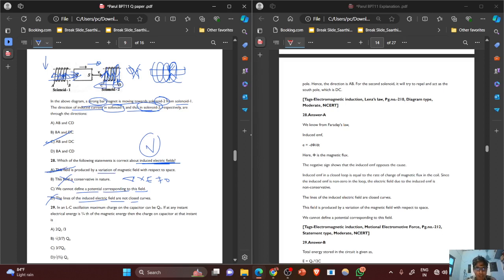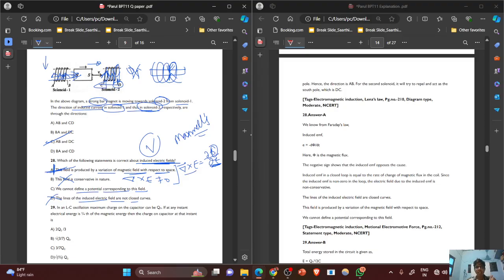The fields are produced by variation of magnetic field with respect to space and time. Actually, these are higher level questions. It comes from Maxwell's equation, which we have to read in graduation. From Maxwell's equation, we get that del cross E is equal to minus del B by del t. So when the magnetic field changes with time, it will produce it. So option A is also incorrect.